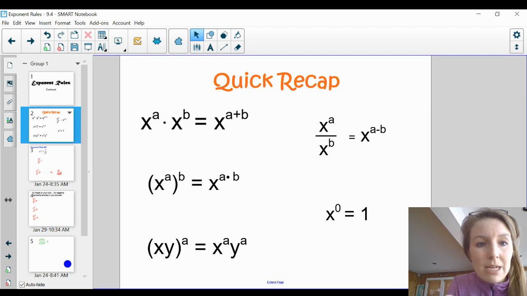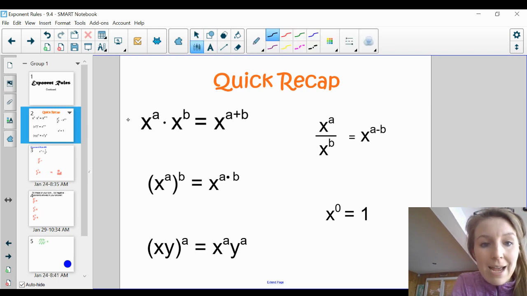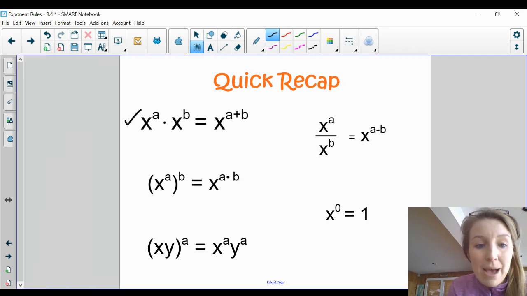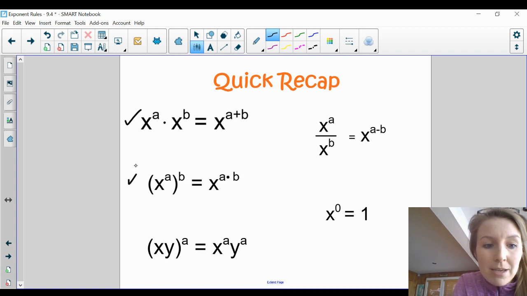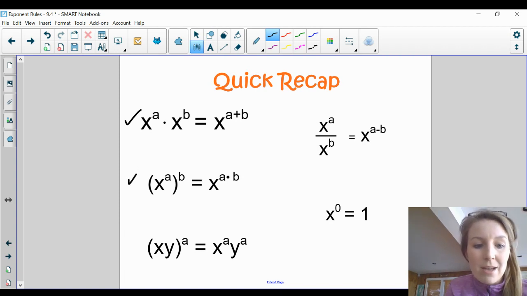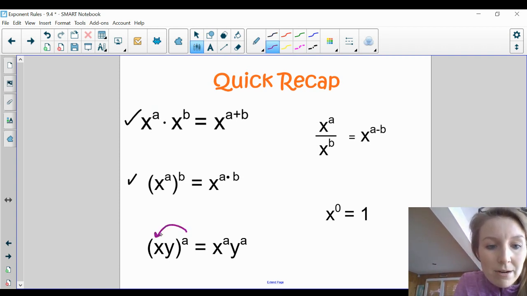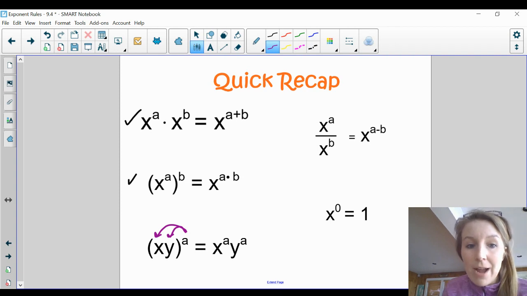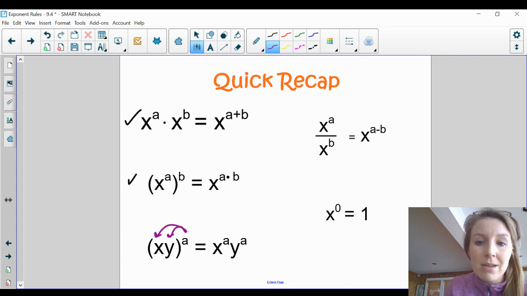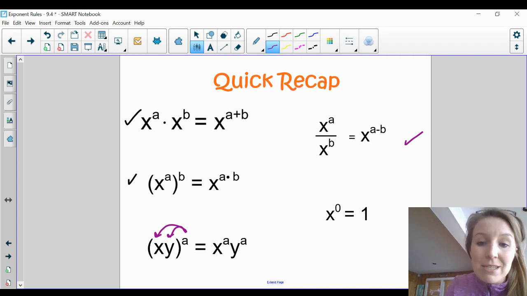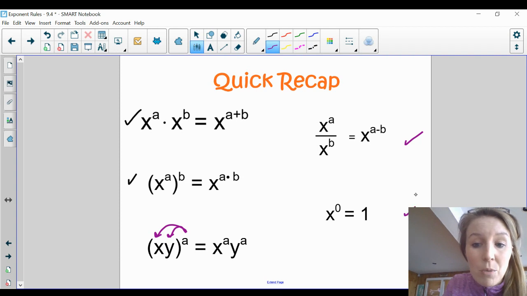So when I have the same base and I'm multiplying, you can see that I'm going to add my exponents here. When I am raising a power to a power, I'm going to multiply here. When I have things in a parentheses and I'm raising all of it to a power, I'm going to distribute my power here. When I have a fraction and I'm dividing the same base, I'm going to subtract my exponents as I did here. And hopefully remember from the last video that when you raise something to the power of 0, that is the same thing as just the number 1.